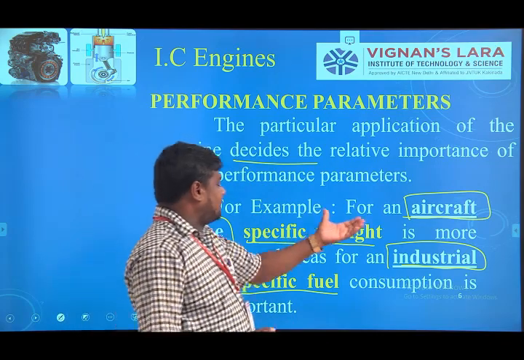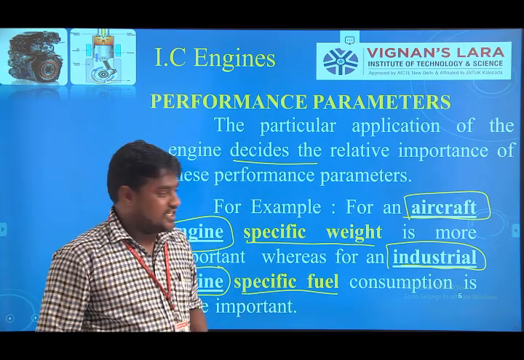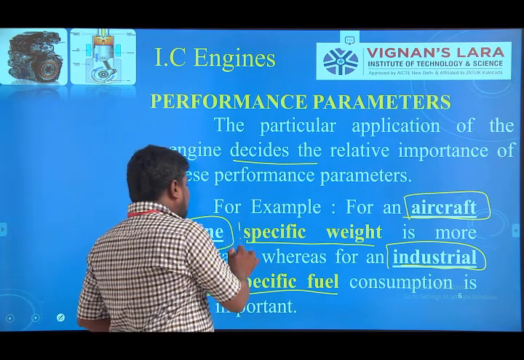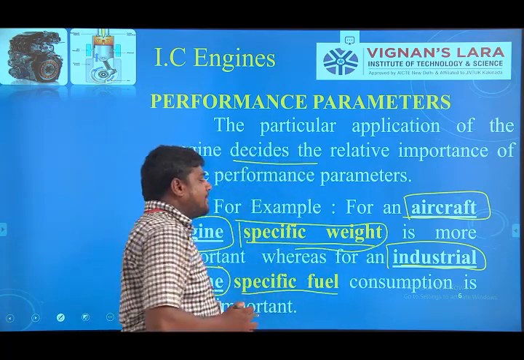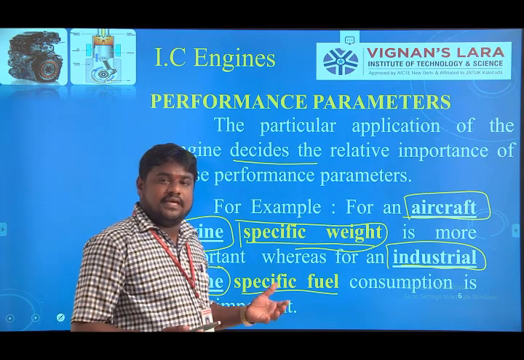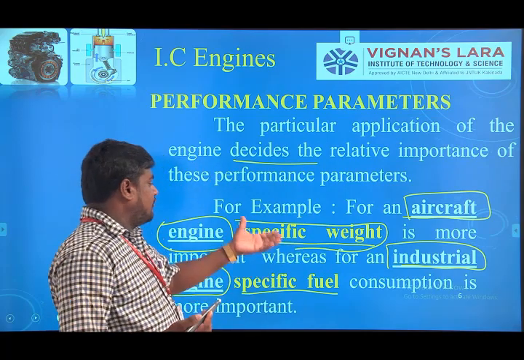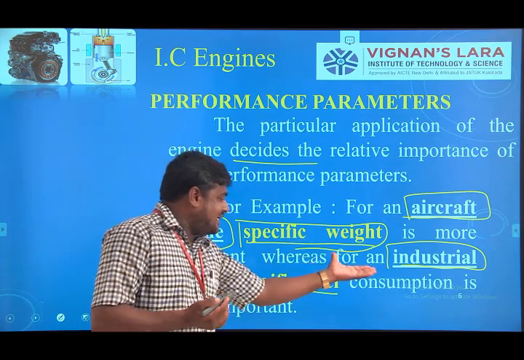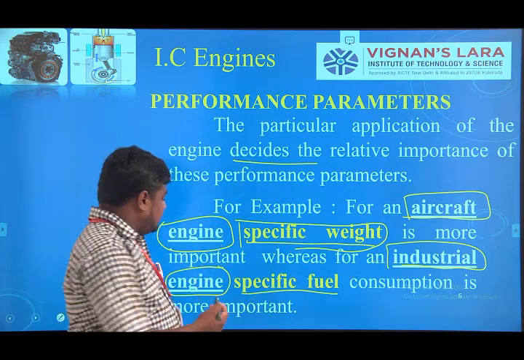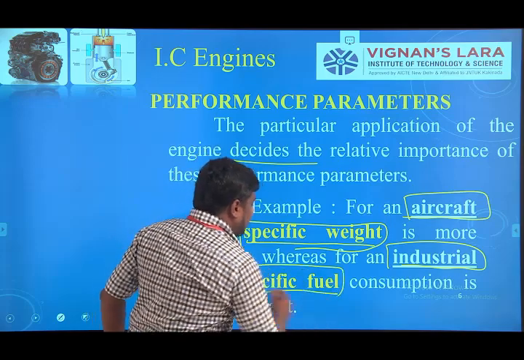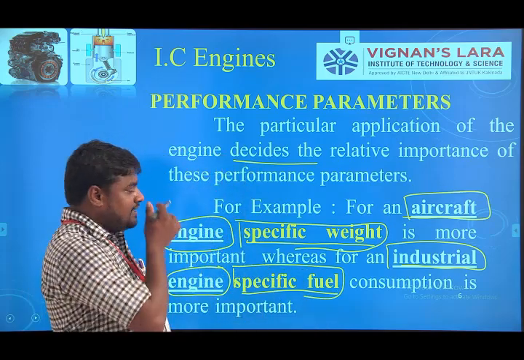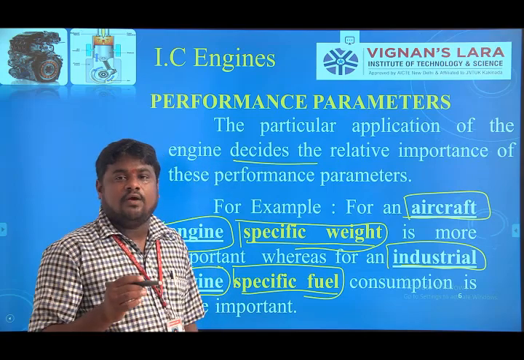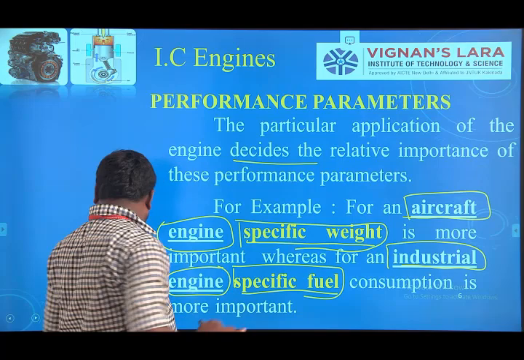So there are two different types of examples. First, aircraft engines: whenever you select an aircraft engine, the specific weight is more important. So it depends upon the engines. After that, if you take industrial engines, then the specific fuel consumption is important. So what is meant by specific weight? Specific weight is in Newton per meter cube. That is weight per volume. Okay.